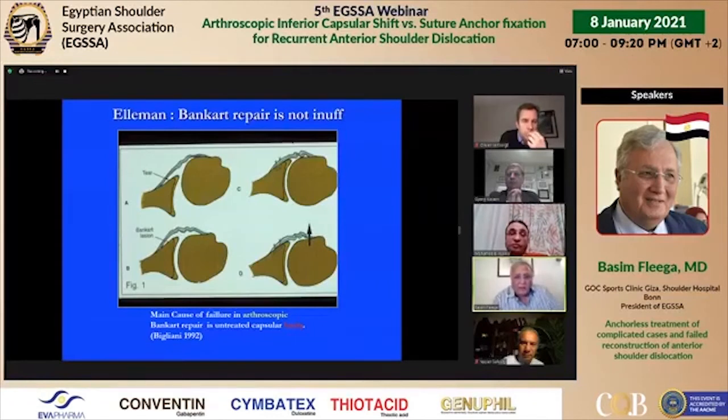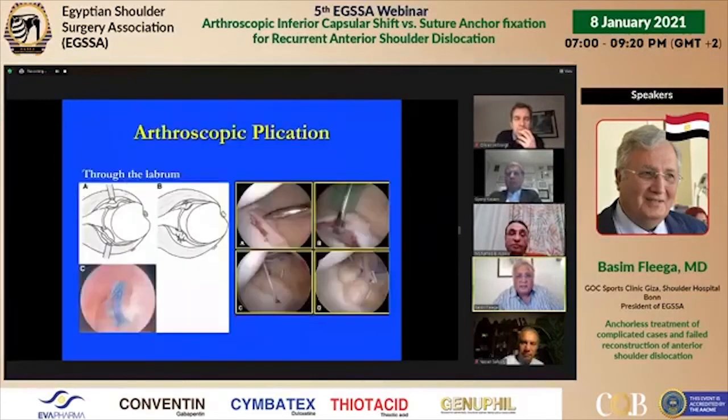In the era of arthroscopic treatment of the recurrent anterior dislocation, which was done in the beginning with Elleman, he noticed that the problem in the treatment was not addressing the anterior capsule. And this was also proven in many studies done according to that.